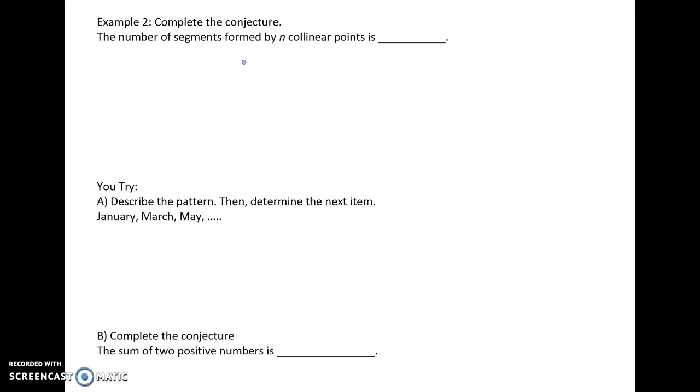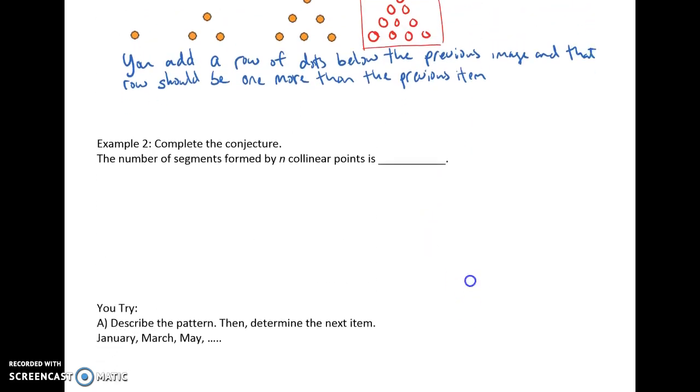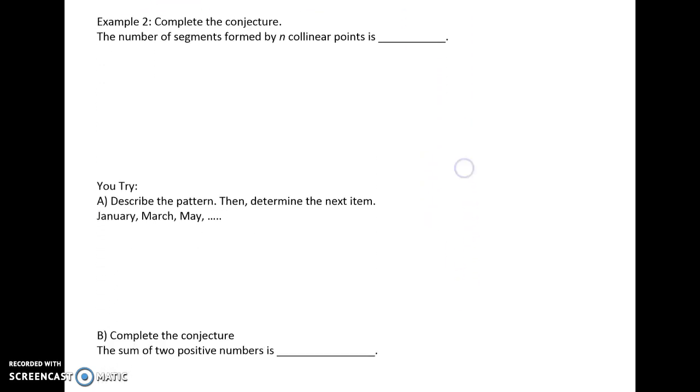So often what you're going to need to do is create observations. Remember in example 1, I gave you the pictures. In example 2, I want to take the words and create the first few sets of data and then look for a pattern. So let's talk about what this actually means. We want to look at the number of segments formed by n collinear points. What does collinear mean again? Well, hopefully you remember collinear means in the same line.